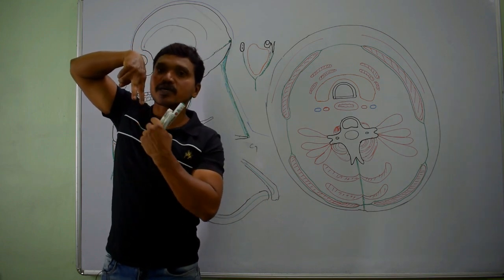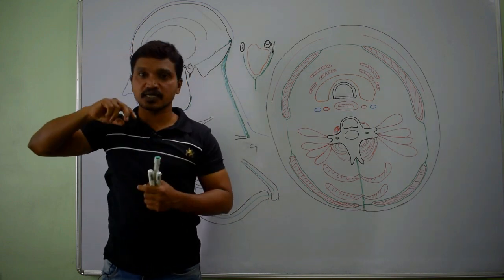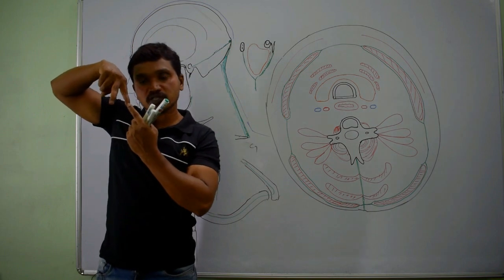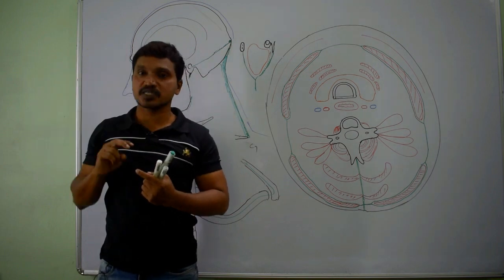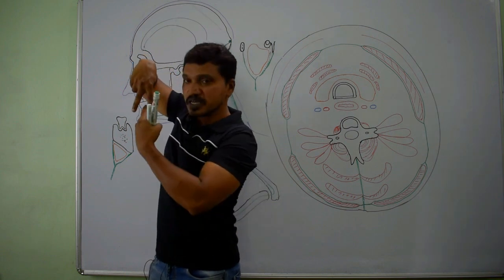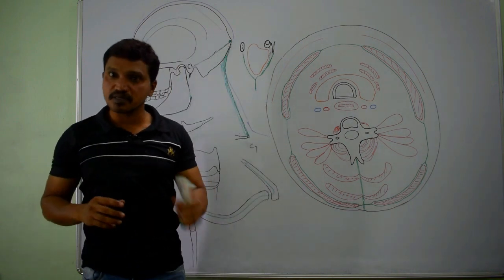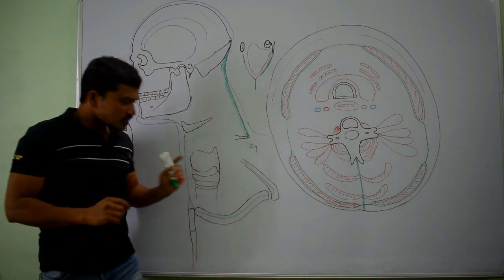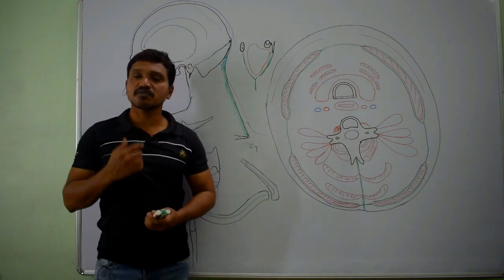Anterior layer attaching to the anterior border of the suprasternal notch, posterior layer attaching to the posterior border of the suprasternal notch. In between these two, the space is there, no? This space is what we call the suprasternal space of Burns, right? So what are the contents of the suprasternal space of Burns?